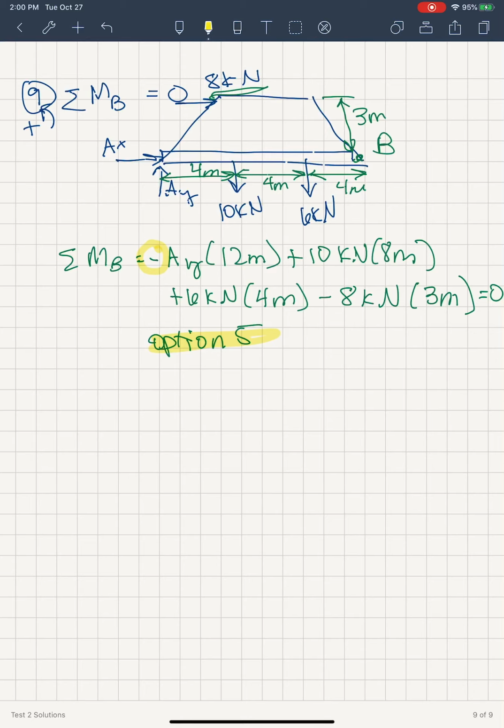For question 10, you're supposed to solve for BY. So for BY, what we can basically do is sum the moments about A. We could either sum the moments about A, or we could solve that equation we just did and then just sum the forces in the Y direction. Yeah, maybe we'll do that. Might be easier. So let's solve that equation first.